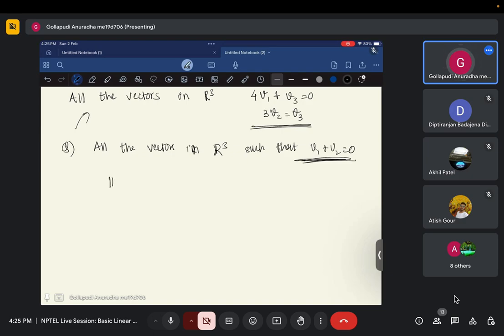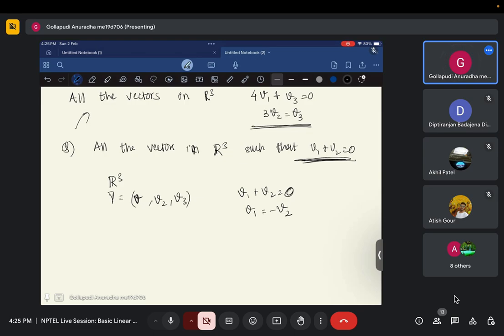So R3, so we'll have 3 components in the vector, and the constraint given is v1 plus v2 is equal to 0. So this is the constraint.